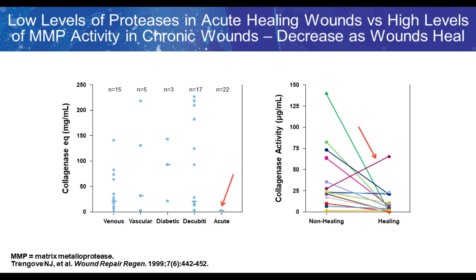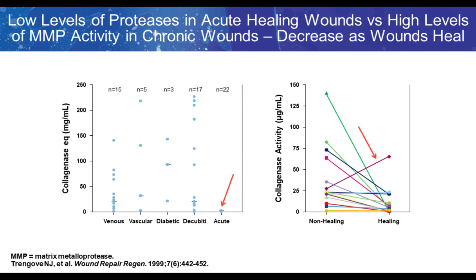Similarly to the reactive oxygen species, if we look at the level of proteases, particularly the matrix metalloproteases or MMPs, you can see in the left panel that when we measure the level of active proteases in acute healing wounds, the levels are low, about a microgram per mil. In contrast, when we measure the level of protease activities in a series of wound fluids collected from multiple patients, you can see that they're higher. They're on average about 50 times higher.